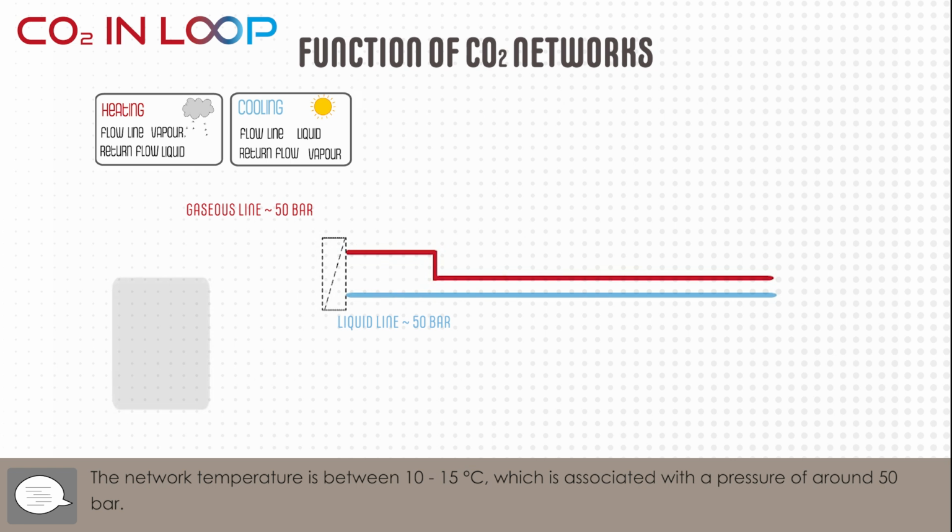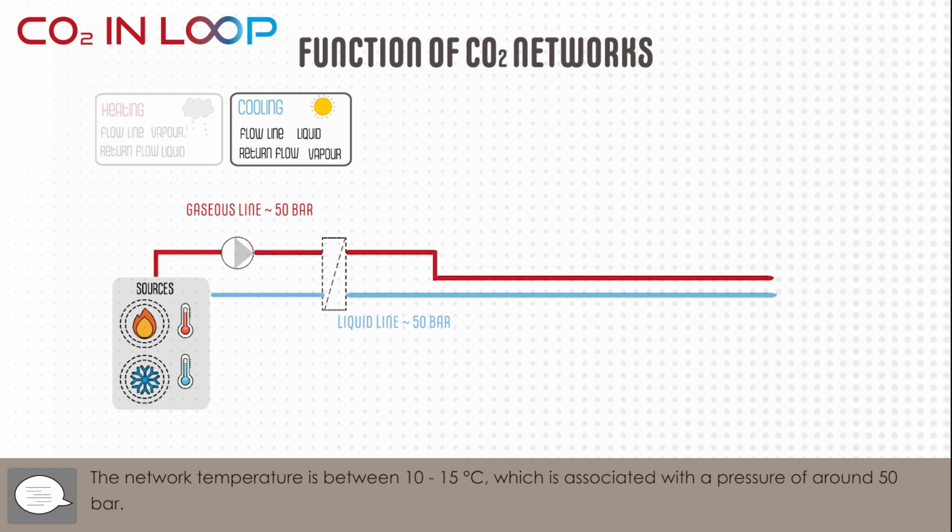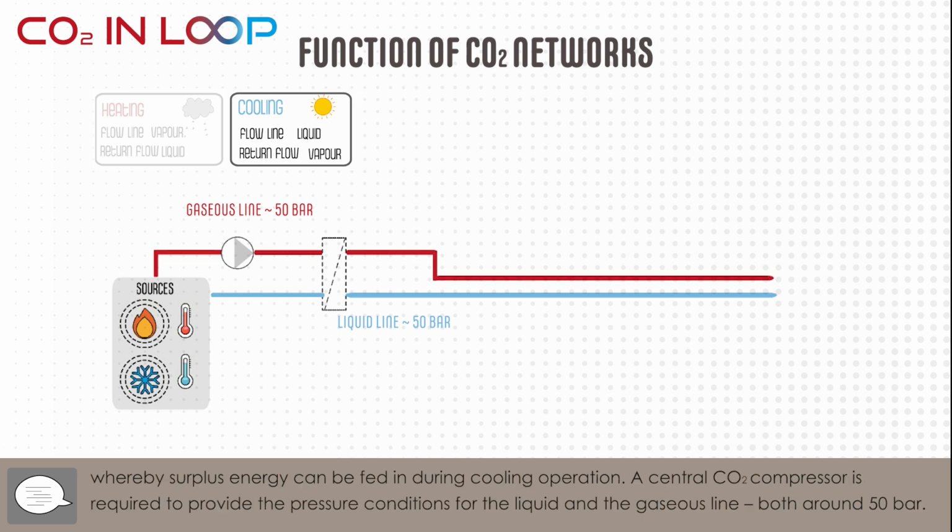The CO₂ network has a central heat source or heat sink, for example, a lake, a river, or geothermal energy. These low temperature sources have the advantage that they can often be utilized at no cost. Connection to a conventional district heating network is also possible. In cooling mode, this can even be used as a heat sink so that the surplus energy can be fed into the district heating network.